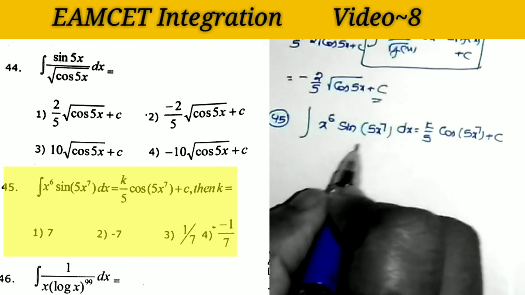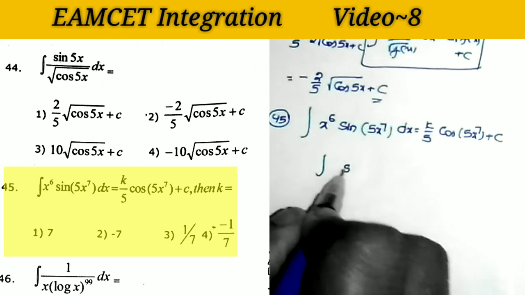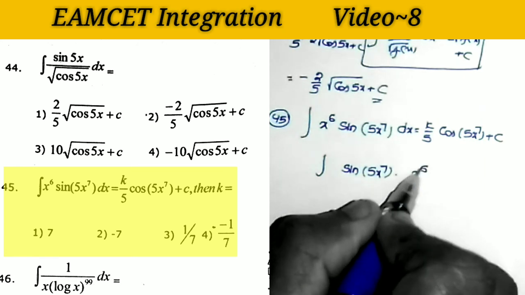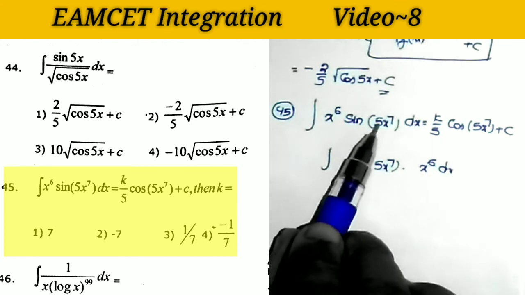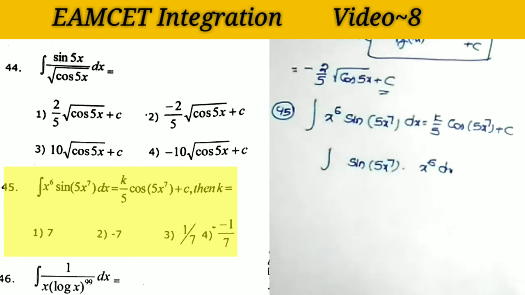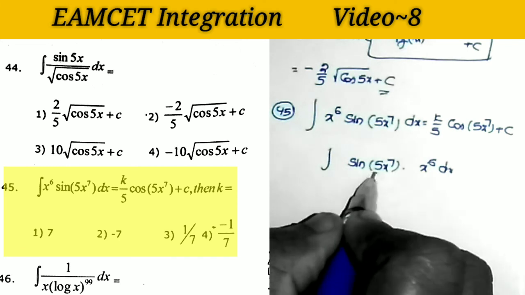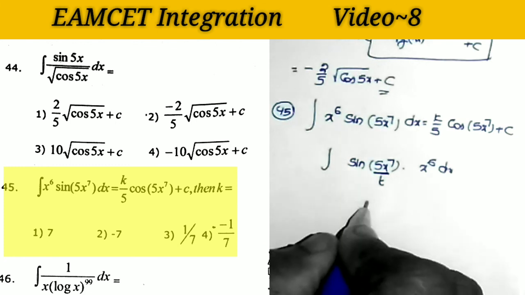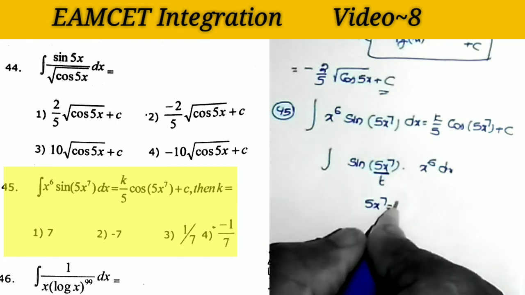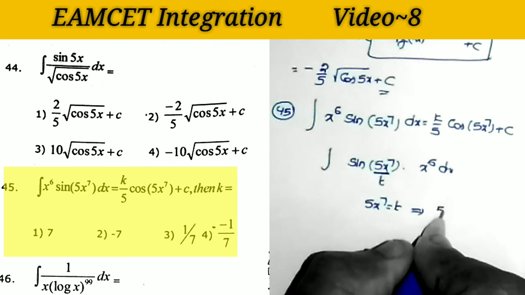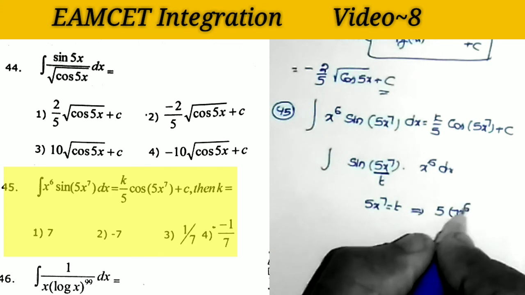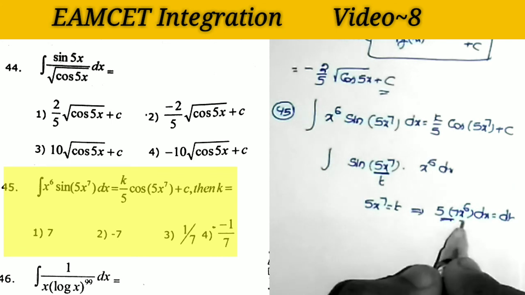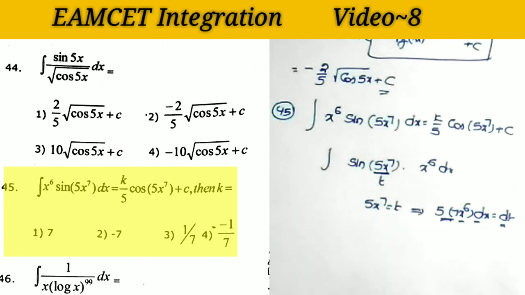See here. First I write this as sine of 5 into x power 7 into x power 6 into dx. Now first I take this total value, 5 into x power 7, equal to t. Then what is its derivative? The derivative of 5 into x power 7 is 35 into x power 6 into dx, which is equal to dt.